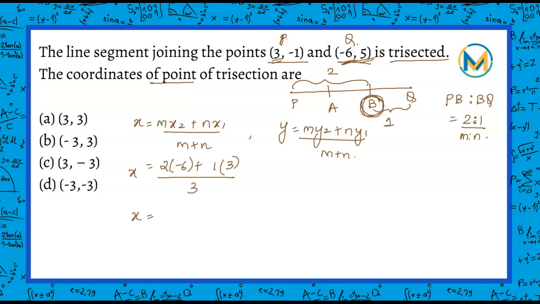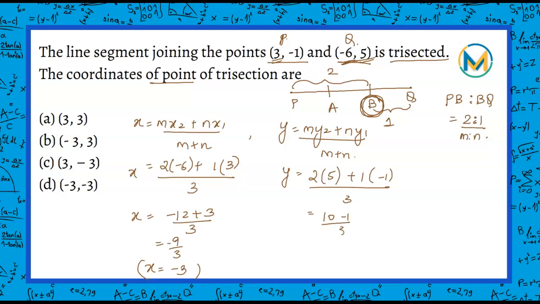So you get, this becomes minus 12, this becomes plus 3 upon 3, this becomes minus 9 upon 3, x becomes minus 3. Okay, y here, m is 2, y2 is 5, plus 1 times minus 1 upon 3. This becomes 10 minus 1 upon 3. This becomes 9 upon 3. Y becomes 3. So our coordinates for point B, the point of trisection, is (-3, 3), which becomes option B.